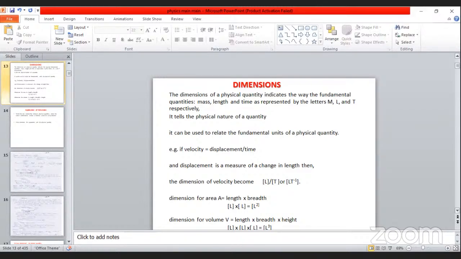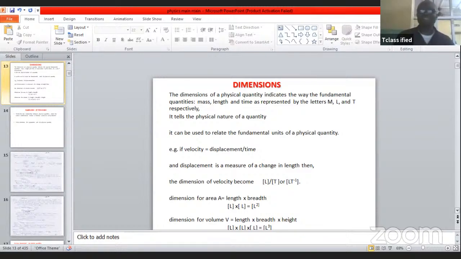Okay, sir. Thank you so much. So we are talking about dimension. Now I'm looking at the volume, the V, which is length times breadth times height. I'm still having some challenges down there because I don't know how the triple L that shows below comes about. Okay, thank you. I hope everybody got the question.